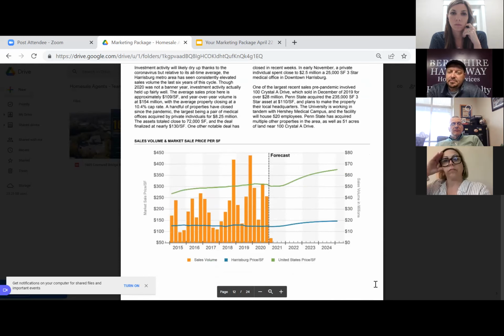Sales activity. You'll find this really interesting. Look at the forecast and sales volume. It's like nothing. I'm not sure why that is. I think it's because nobody knew what the effects of COVID were going to bring. And so it was kind of a wait and see approach.